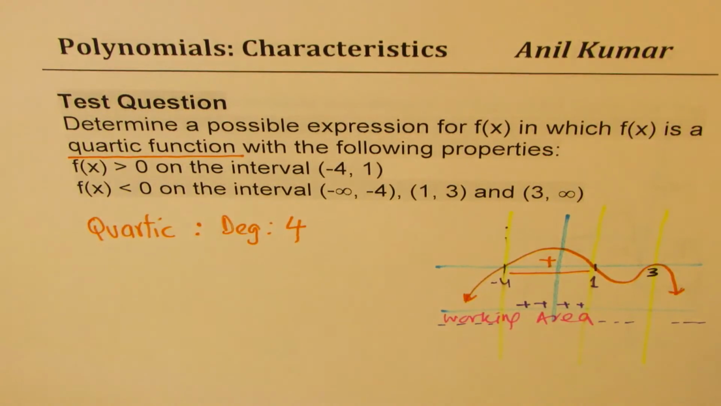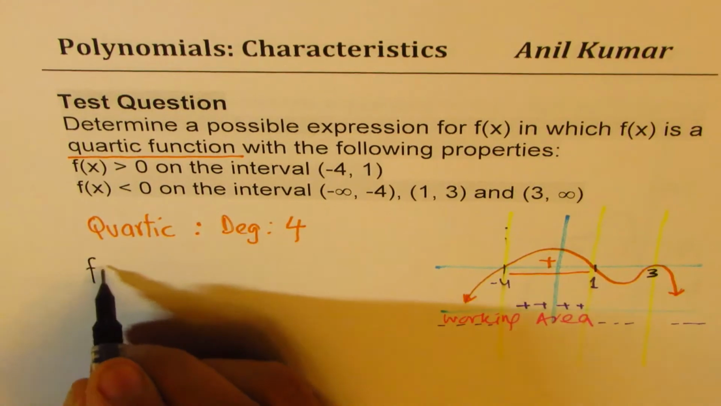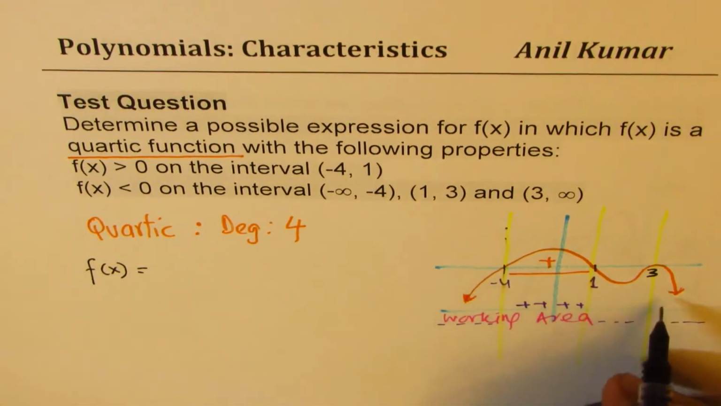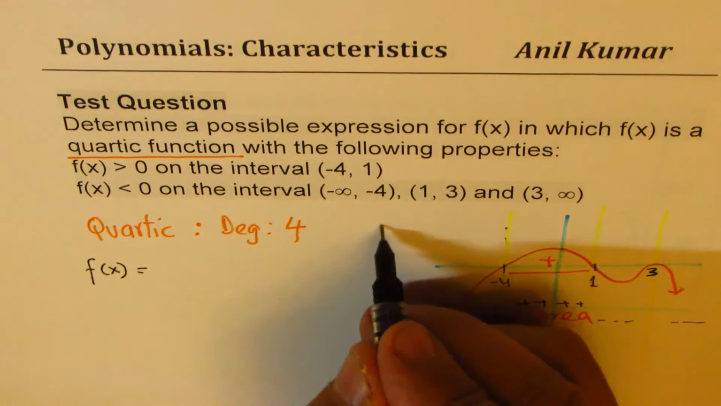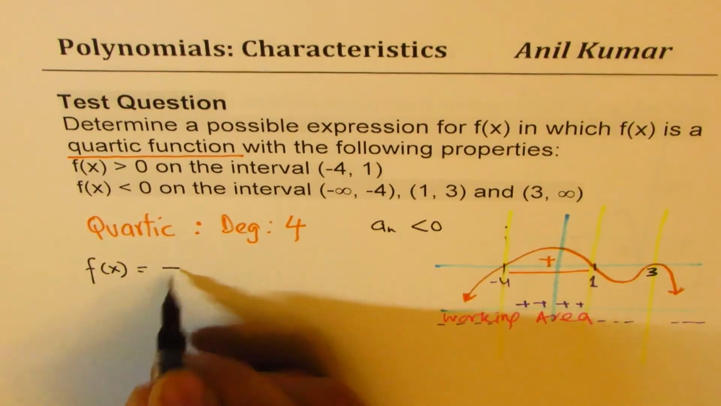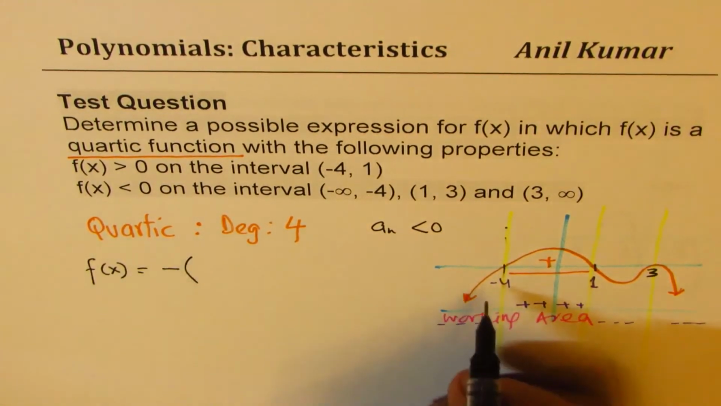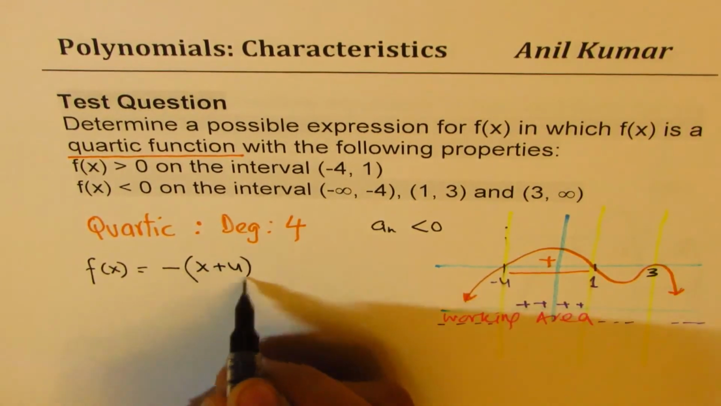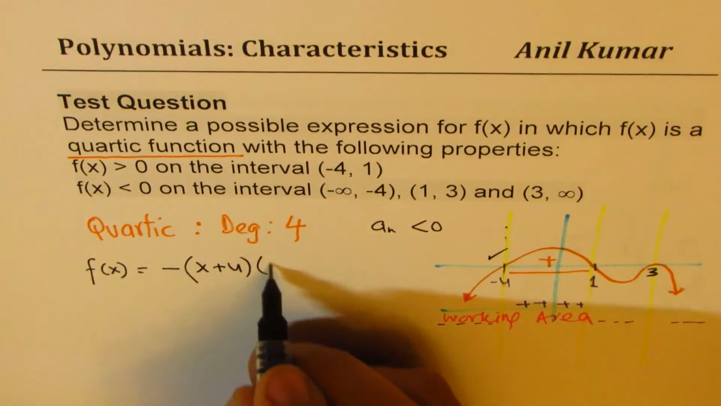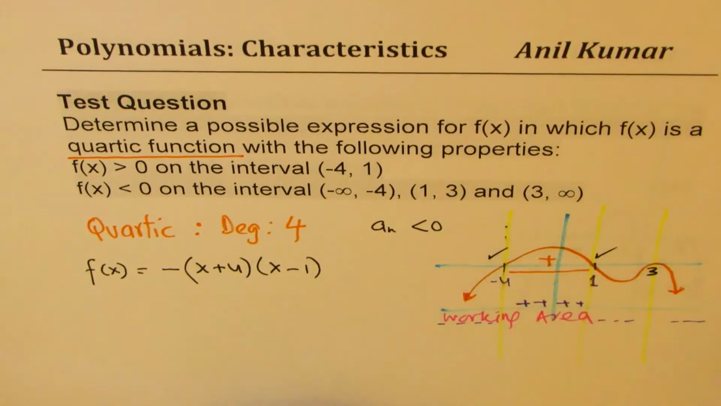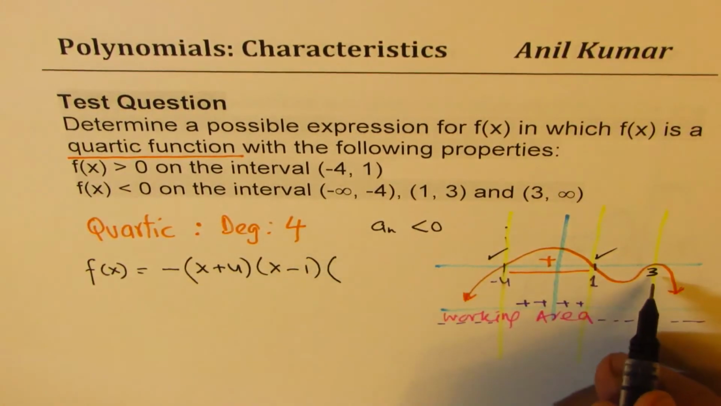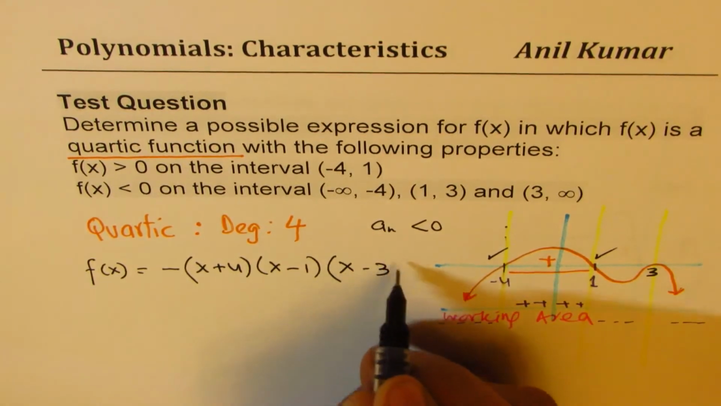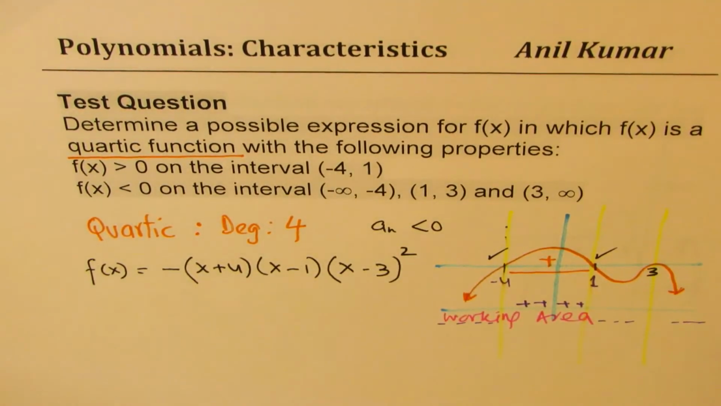Now it is very simple to write down the function, and there could be many answers for this, right? Since the right side is down, a_n is less than 0. That means negative. Do you see that? First part. Now the zeros. X plus 4 takes care of the first zero, times x minus 1 takes care of the next one. Here we have an order 2 zero at x minus 3. Perfect. That is how you should be writing the equation.